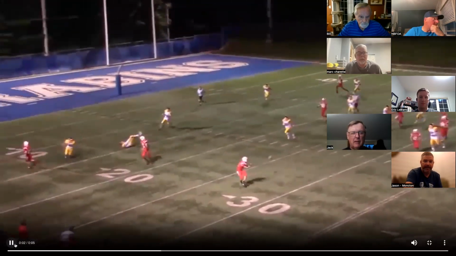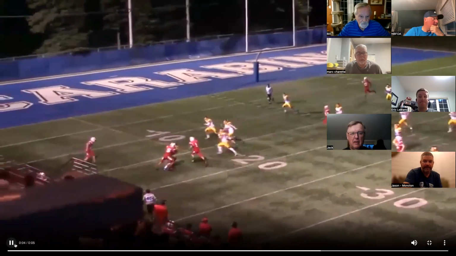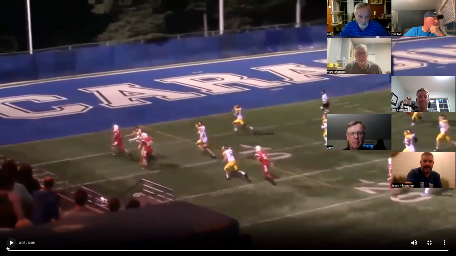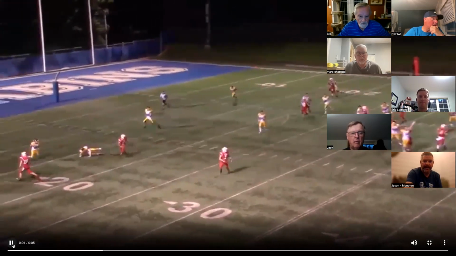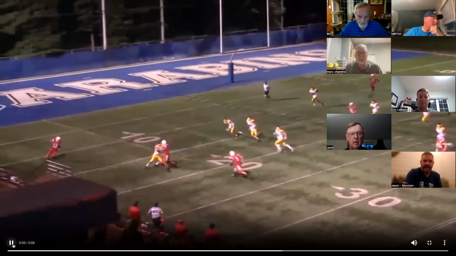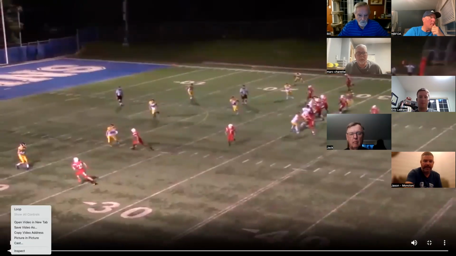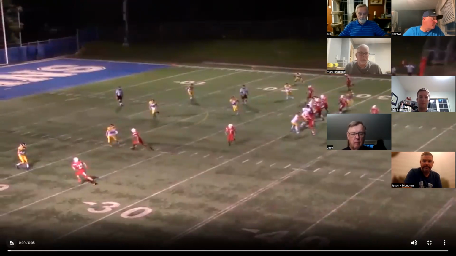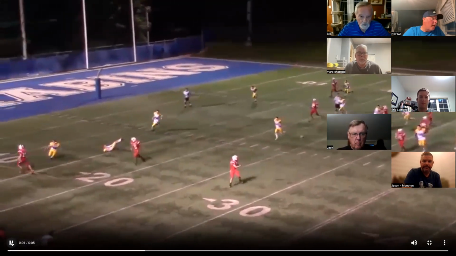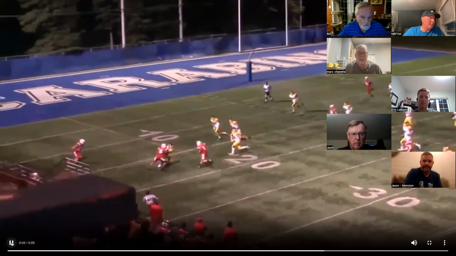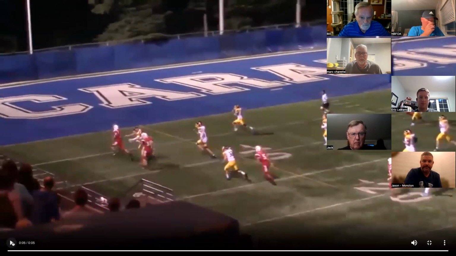Illegal blocking downfield. Can't be on a run play. Not, it's a pass. He passes to the left to the flats. Is it a screen pass though? No. Where's the line of scrimmage? Line of scrimmage is 31. He's past that. And he's past that. So yeah, it's a forward pass. This is multiple.